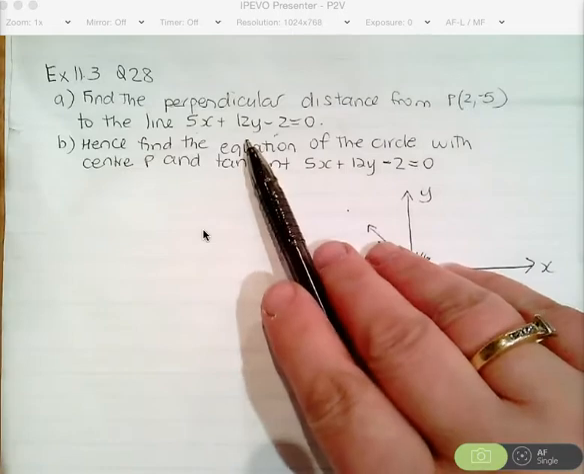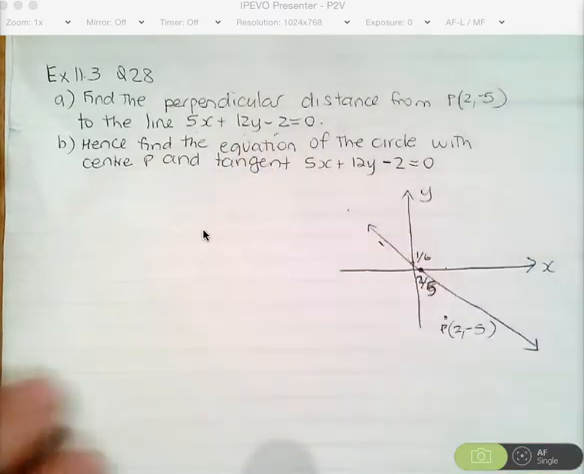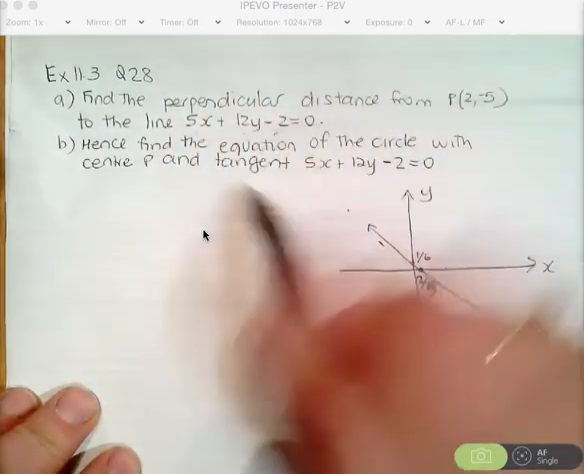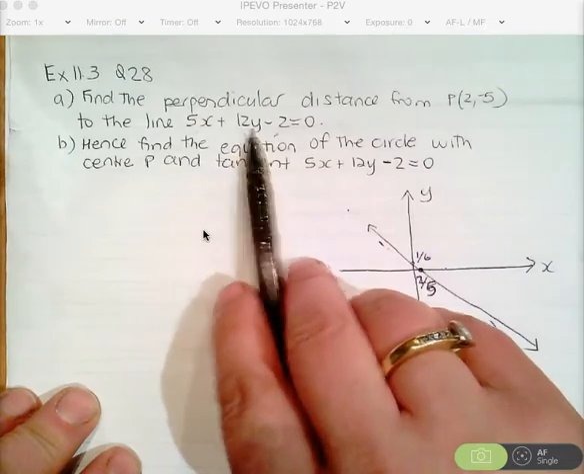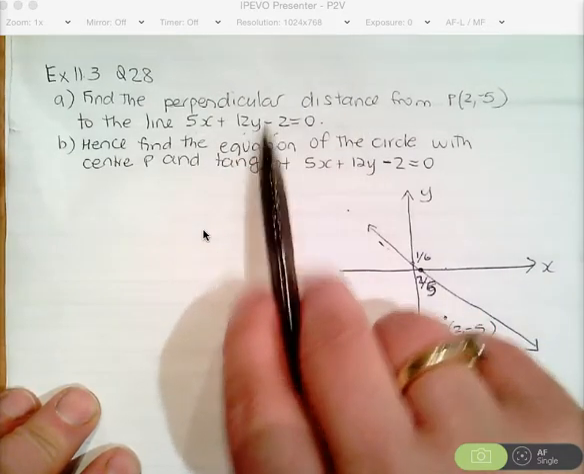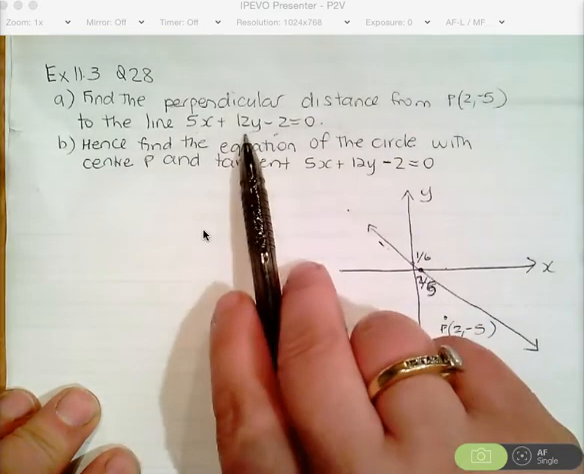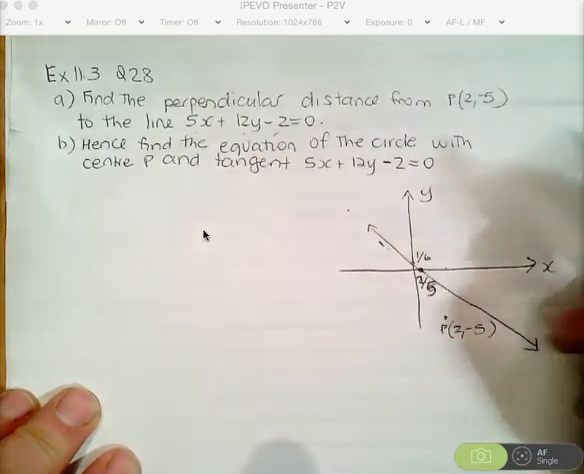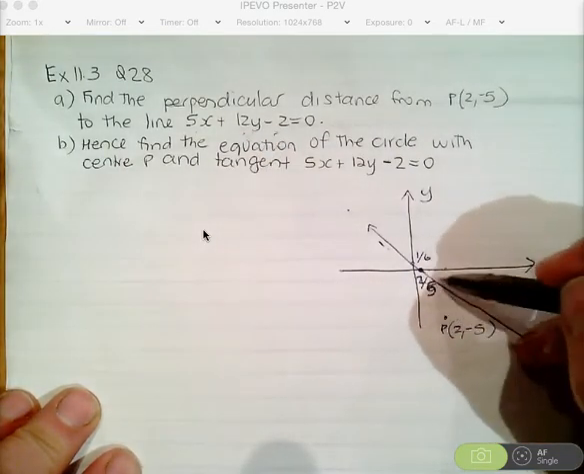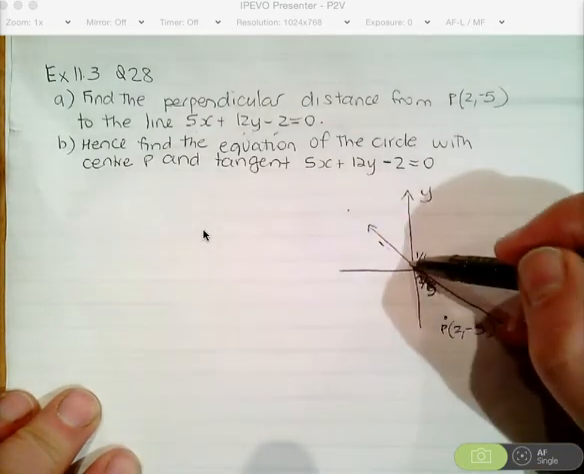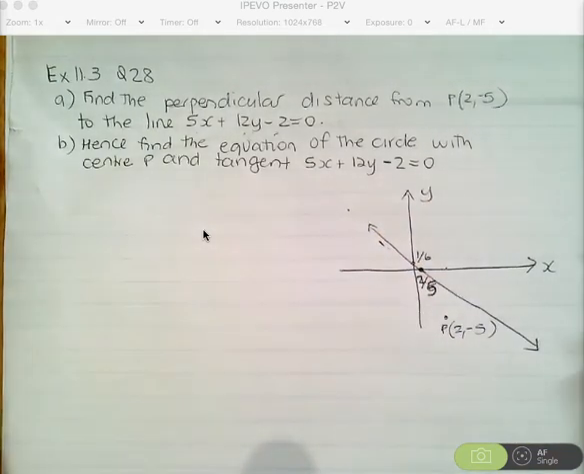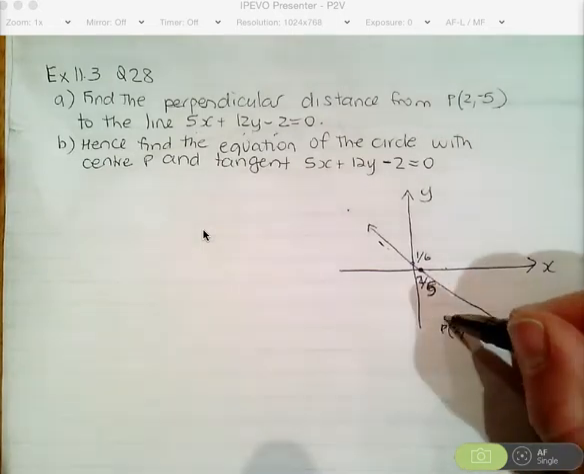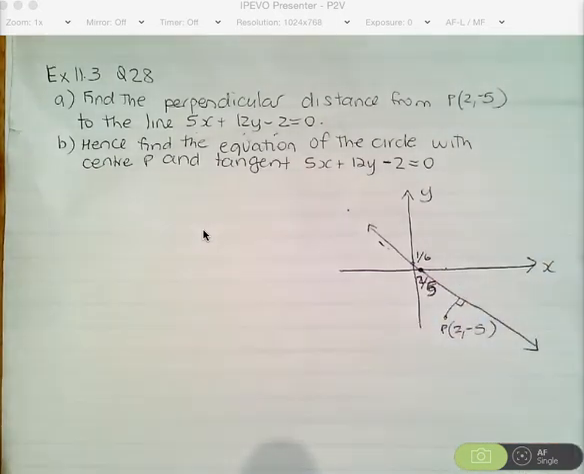If we make y the subject of the formula, the other way to look at it is make y the subject, and we'll get 12y is minus 5x on 2, or y is minus 5 on 12 x, sorry, plus 2 on 5. So it's got a negative gradient and it's really close to the origin there. What we're doing is looking at the perpendicular distance from the point to the line. Okay, so we'll do that.